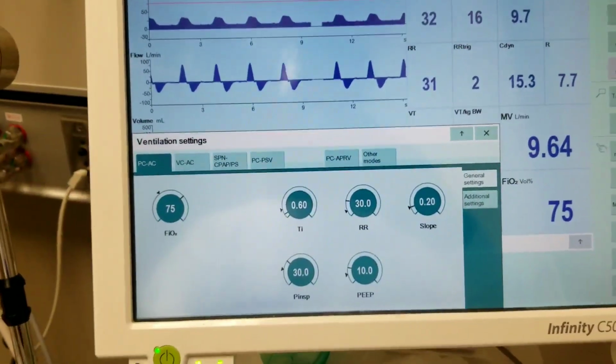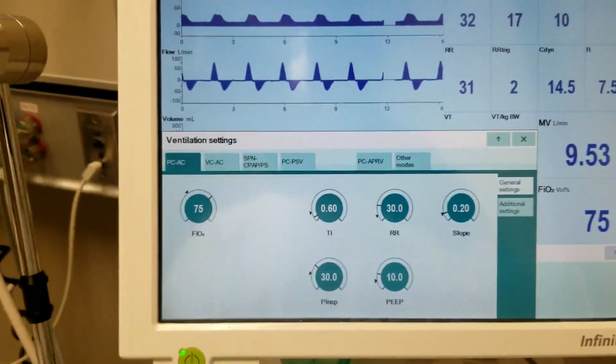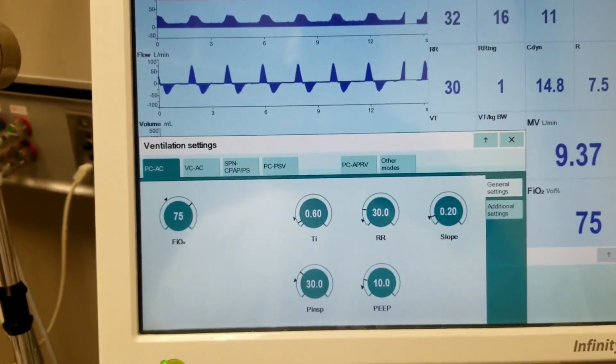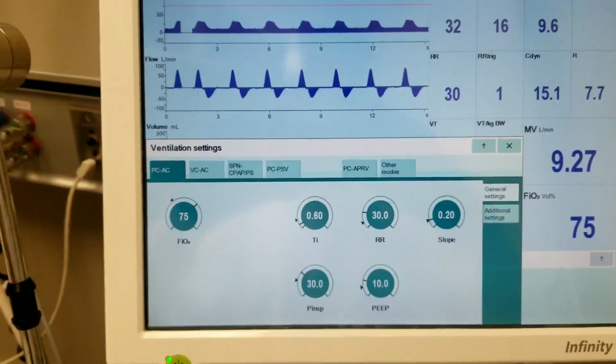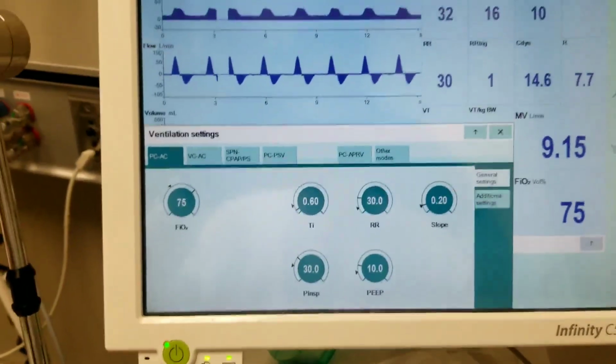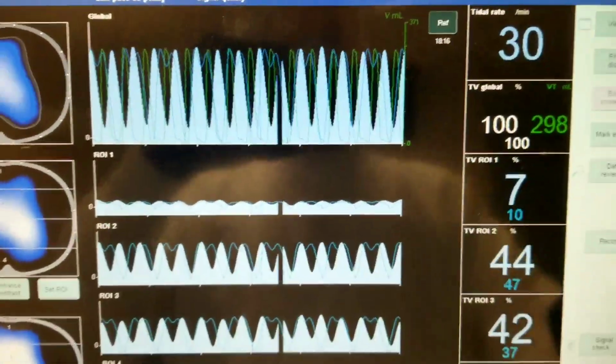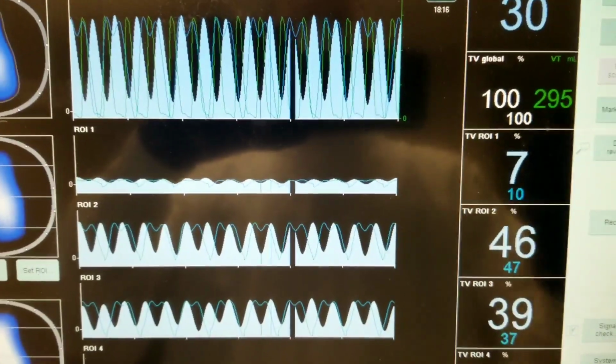I forgot to mention prior, I did do a lung recruitment 30-30 prior to starting. It's recommended, obviously, to do that. Okay, and that's pretty much it. I'm not talking to myself, I'm just filming the screen.